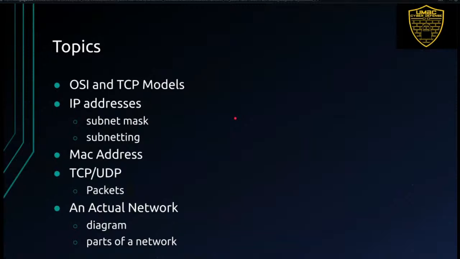So, topics today, we're going to go over the OSI and TCP models, IP addresses, as well as subnet masks and subnetting. And this, again, is a very, very high-level overview. All of these things you could probably spend an entire class learning about and still not really scratch the surface. Then we got MAC addresses, TCP and UDP, which I think I forgot to edit. That should not be there. That's next time.